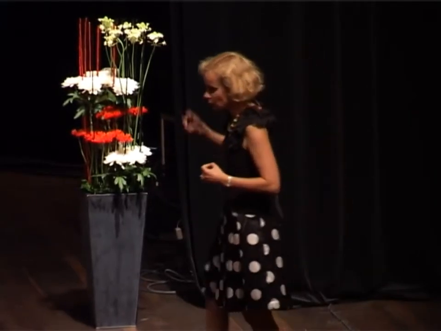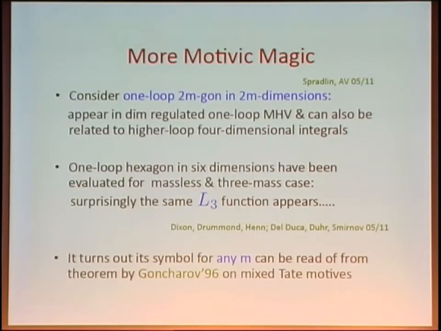So what happened is there was some flurry of activity recently, by Dixon et al., to give you a sense of what we want to do for higher loops. These people computed the one loop hexagon in six dimensions. There are some reasons why this is interesting. It could be related in DIMREG to one loop MHV. It can also be related to a higher loop four-dimensional integral.